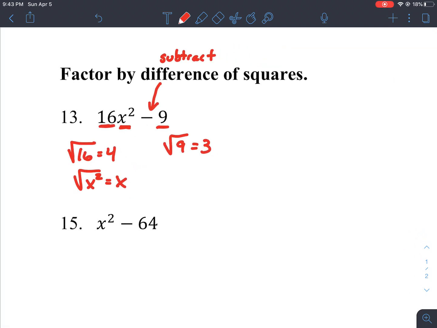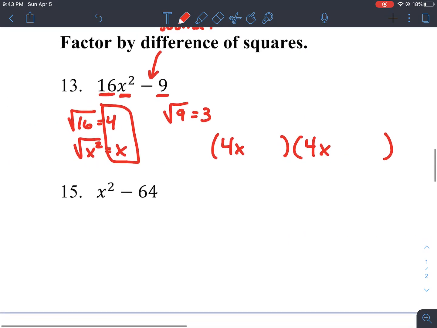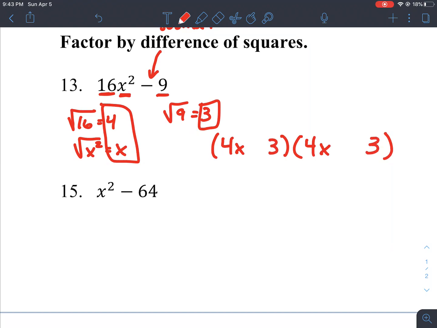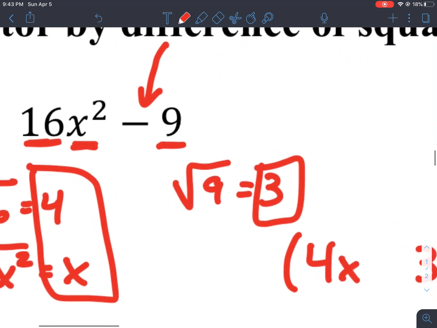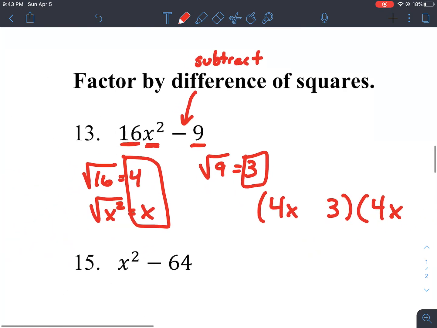Therefore, when I set up my sets of parentheses, I take this first set of answers, 4x and 4x, to start in each set of parentheses. And then I take this last answer, 3, and I put it at the end of each set of parentheses. And if you remember, there's no middle term. There's no term with just an x. We have an x squared, we have a constant, but there's nothing in the middle.